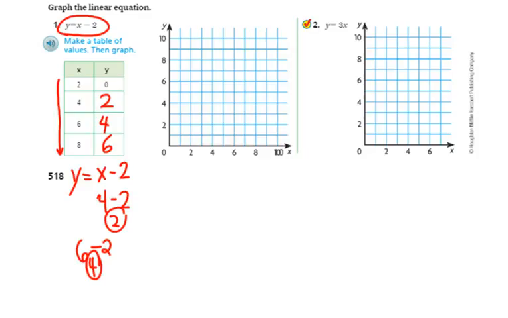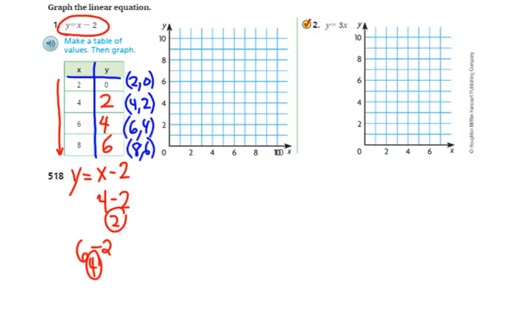What I want to do now is create my ordered pairs. So I have my table. Let's make our ordered pairs. The nice thing about having your vertical X, Y table like I have here is they're already in the order that we need them. So 2, 0, 4, 2. Again, doing this with me, folks, making our ordered pairs from the table. 6, 4, and 8, 6.